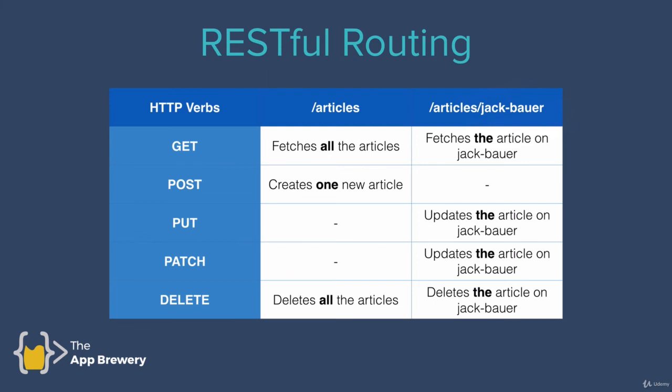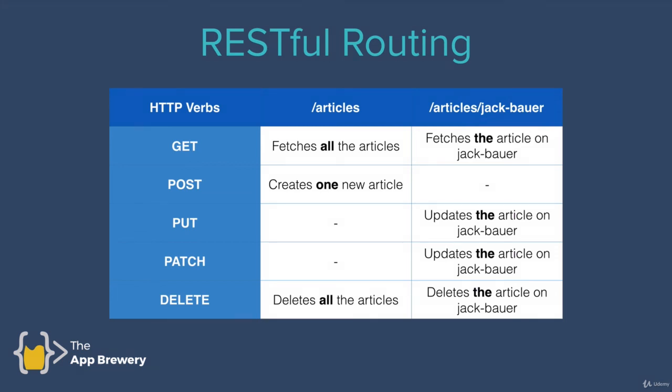But RESTful routing also has rules for individual resources. So within all of the articles, we will have specific articles, right? Say we had an article on Jack Bauer. Then if the client was targeting /articles/Jack Bauer, then if they made a GET request, that would fetch the specific article on Jack Bauer from our database. And you can also use put and patch to update that specific article on Jack Bauer, and you can delete the specific article as well.